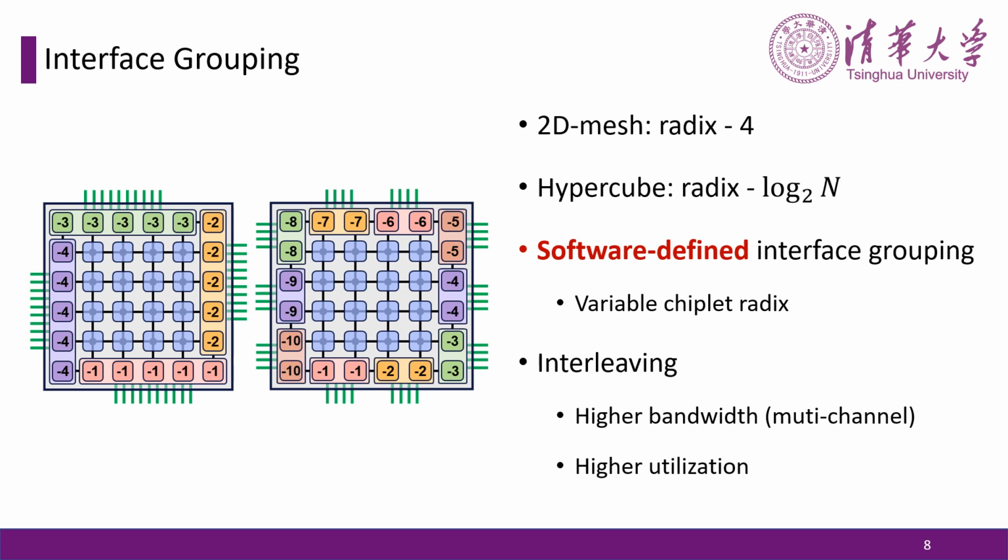Such a grouping method is not based on hardware, but is software defined, so it doesn't change the original NoC architecture. However, the software-defined grouping approach could lead to bandwidth imbalance and underutilization. Inspired by the multiple-channel memory system, we propose a method called network interleaving to fully use the interface bandwidth. More details will be given later.